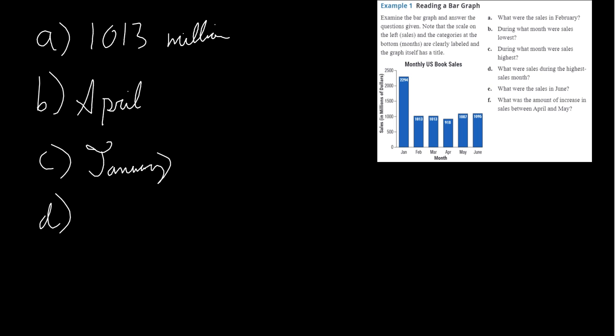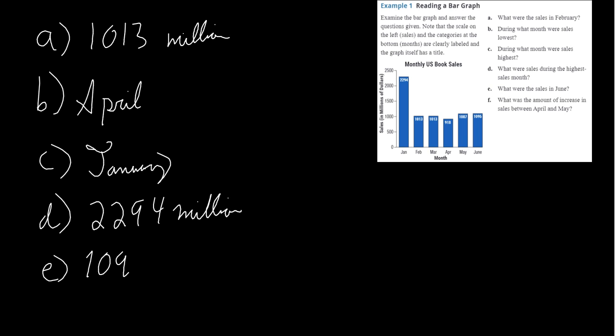What were sales during the highest sales month? Well, the highest sales month was January. So it was 2,294 million sales during its highest month. E, what were the sales in June? Well, it looks like 1,095. And again, these are so easy to read, so easy to follow along with. That's really about it.